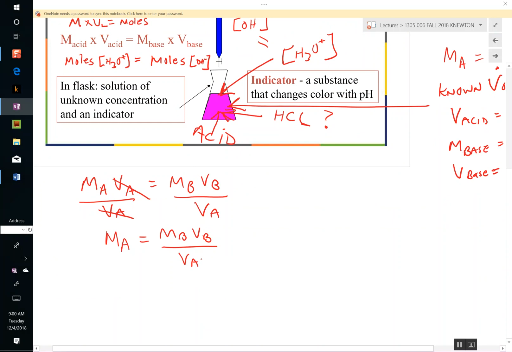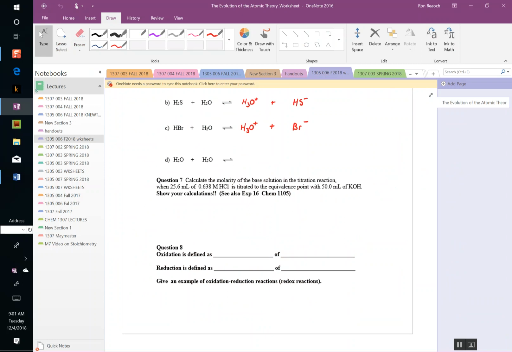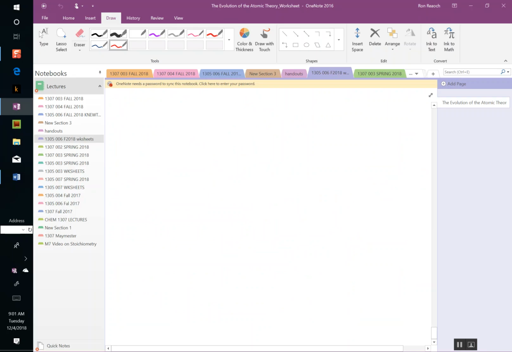Now this is the scenario where we're working with an unknown acid concentration. We might know it's HCl, we might know it's nitric acid, sulfuric acid, whatever it is. We know the acid. We don't know its concentration. That's what we're trying to figure out. So we have to get a standardized base. So let's get an example. Suppose we could go back to the worksheet right here. What happened?